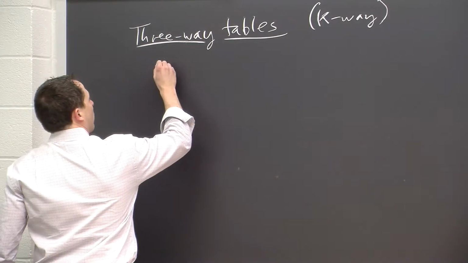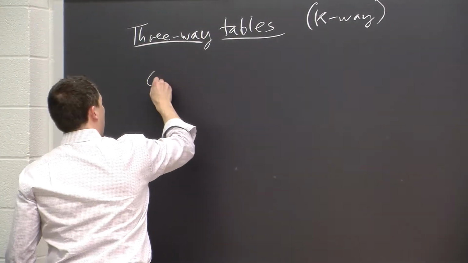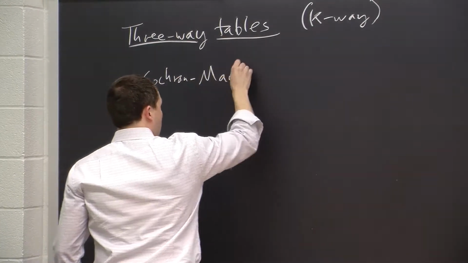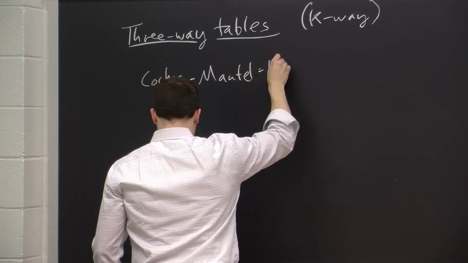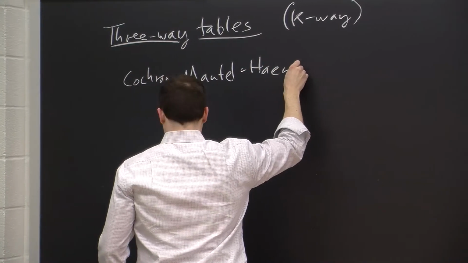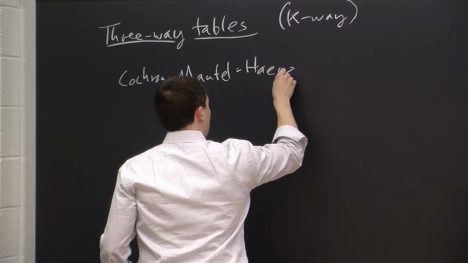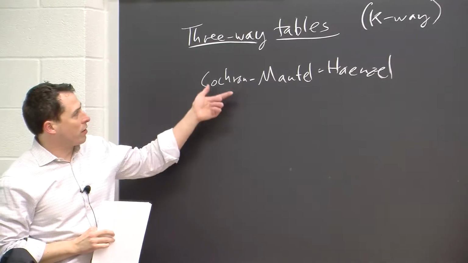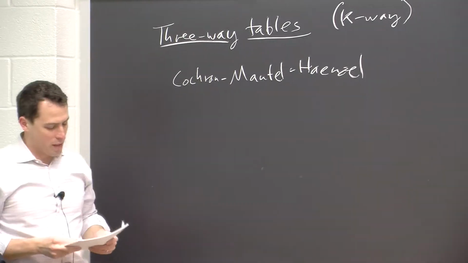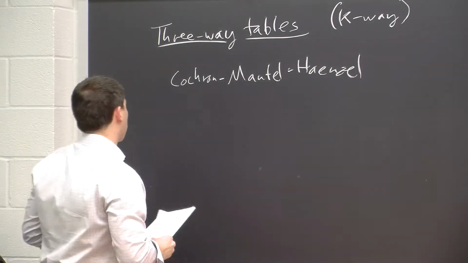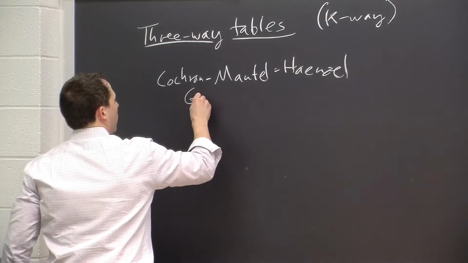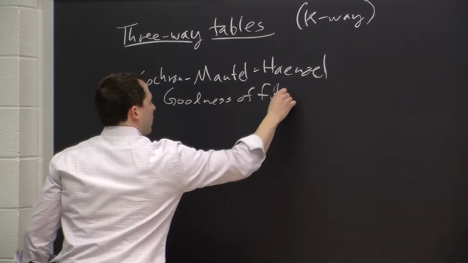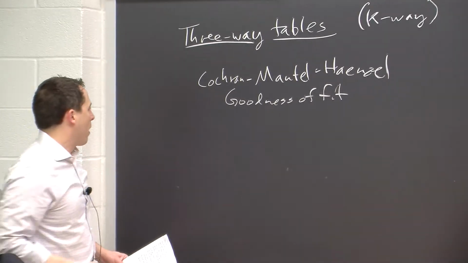So for example, we're going to get something called the Cochran-Mantel-Haenszel statistic. This is a test for a particular one of these types of structures called conditional independence, which is particularly important. This is a test for goodness of fit of a particular model.